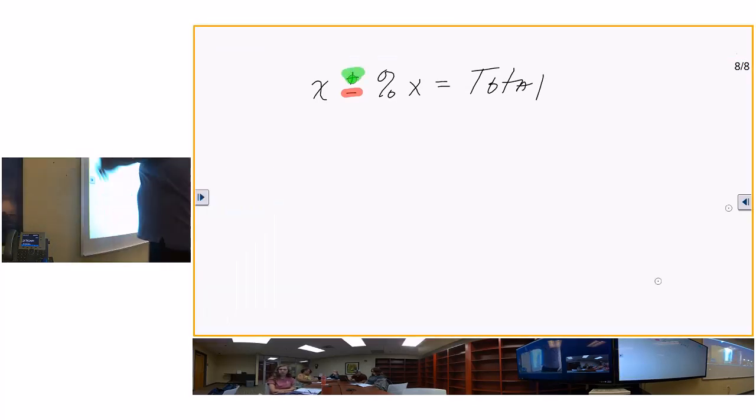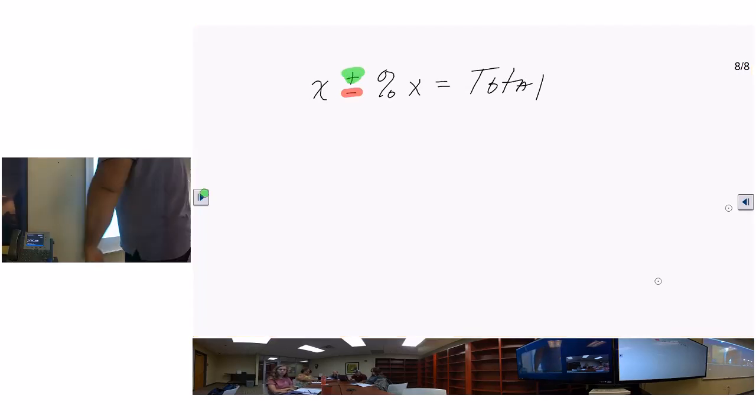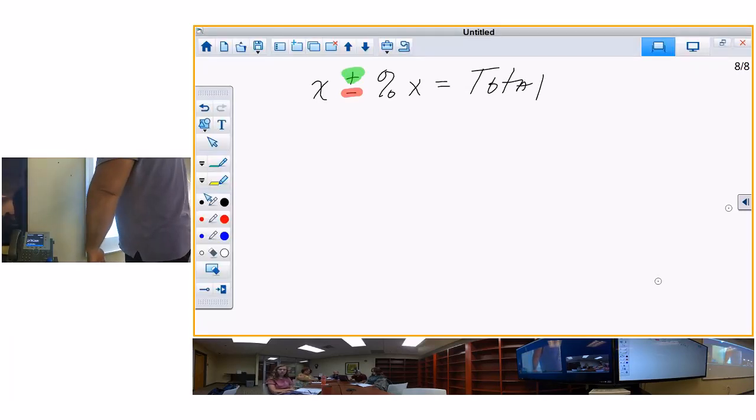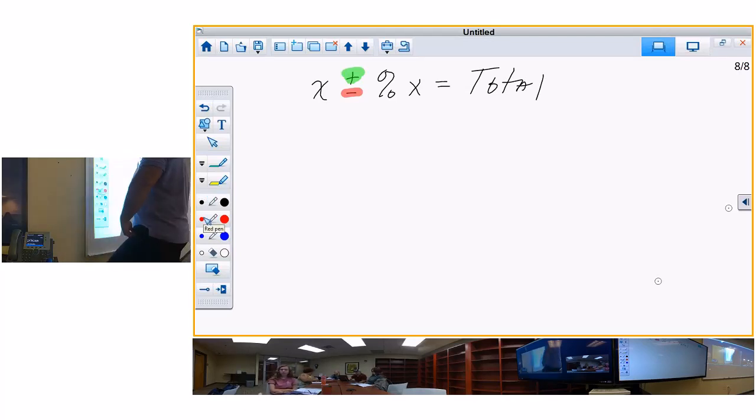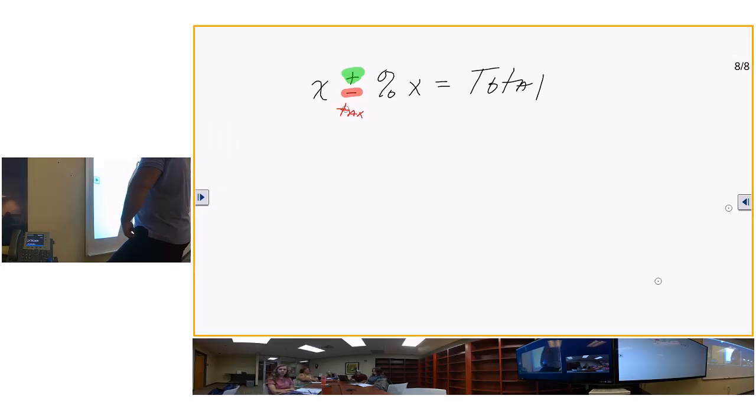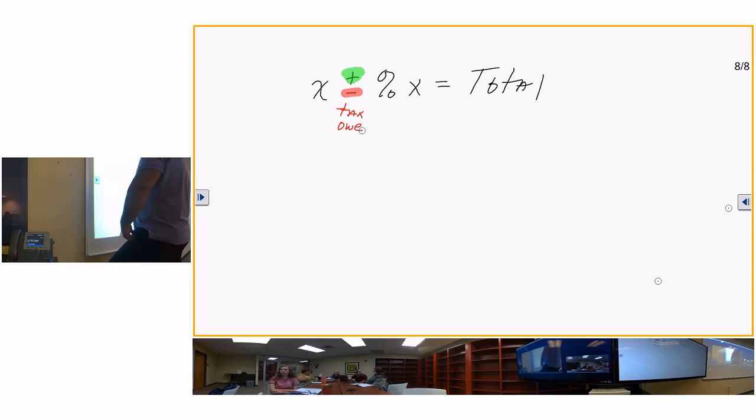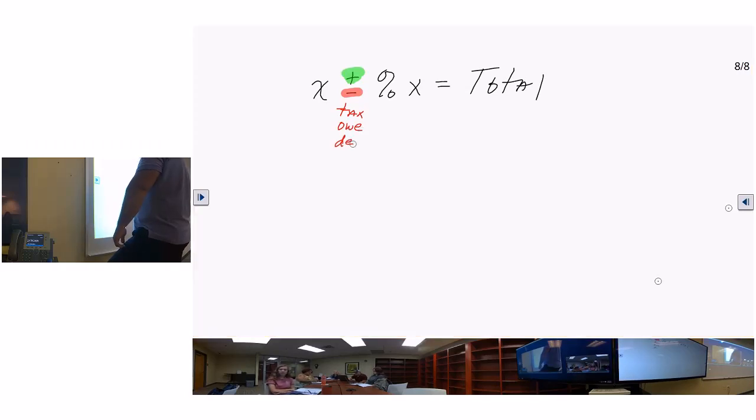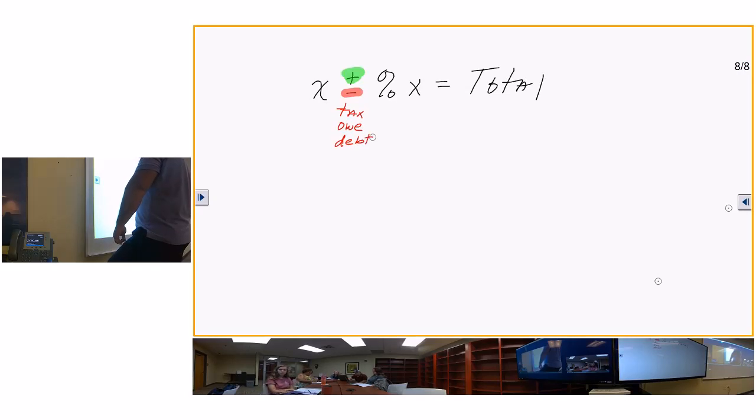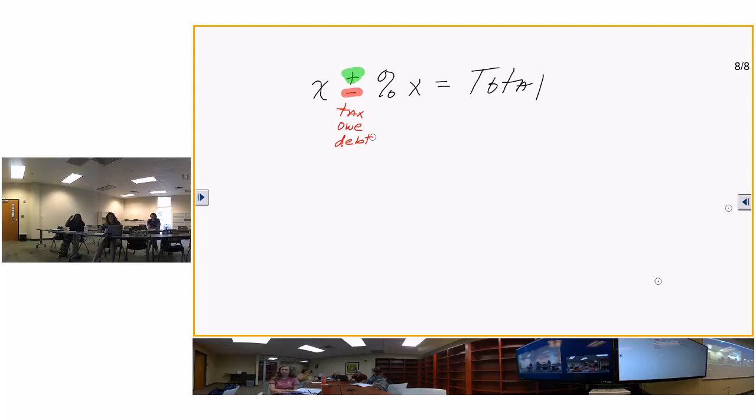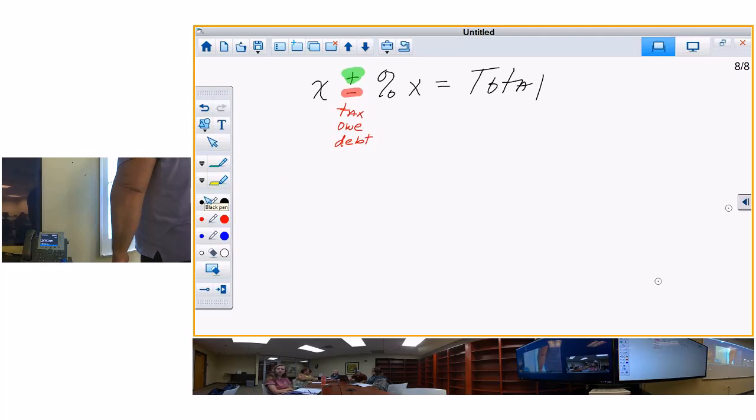Okay, there we go. Now, somebody tell me what in real life is bad as far as money goes. Debt. Taxes. What else? Something you owe? How do you spell debt? D-E-B-T. Okay, so what's in green? Green, you have.